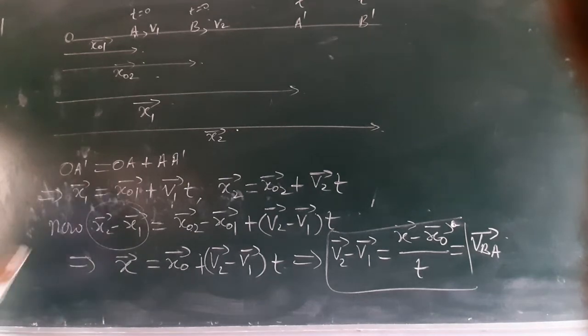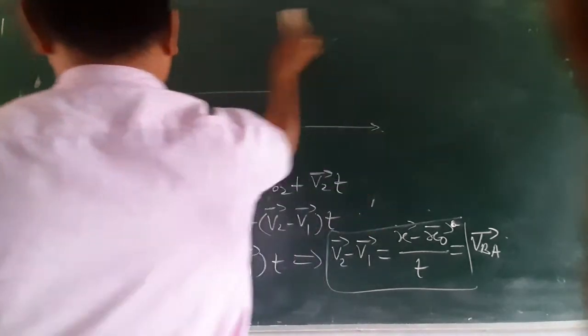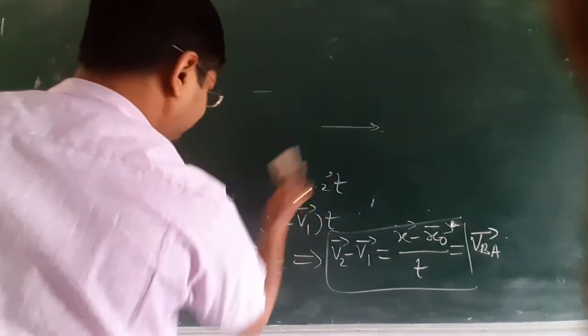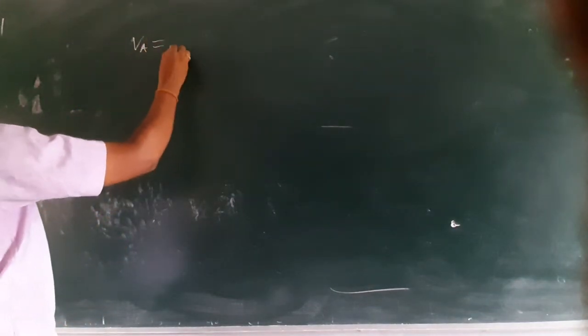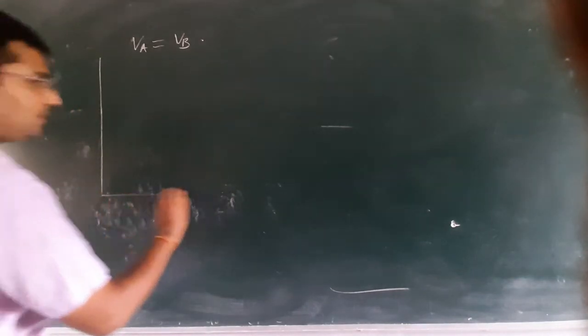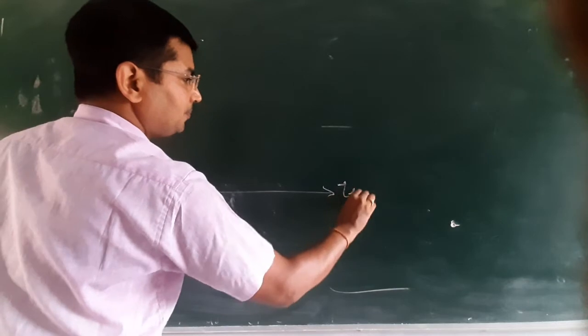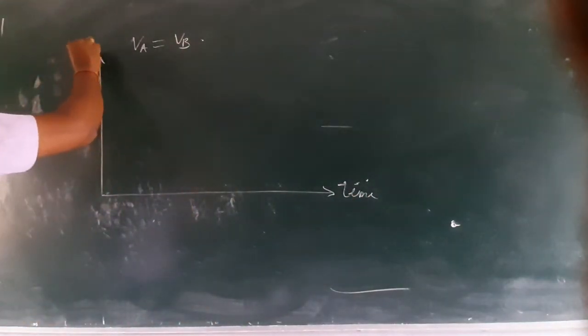Now go to the graphical representation of relative velocity. Suppose two objects A and B are moving with the same velocity V, and there will be some initial separation between them. This is time and this is position.